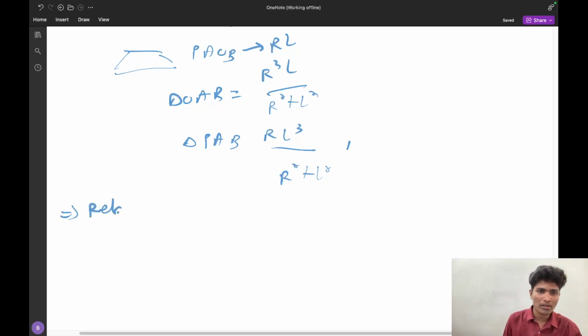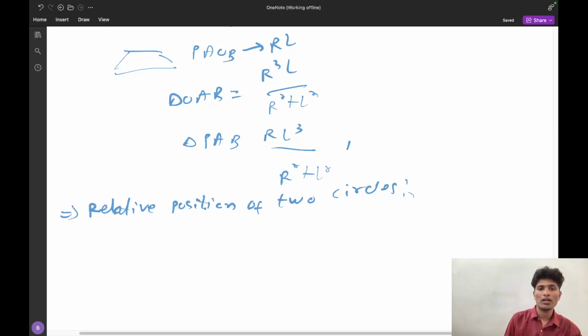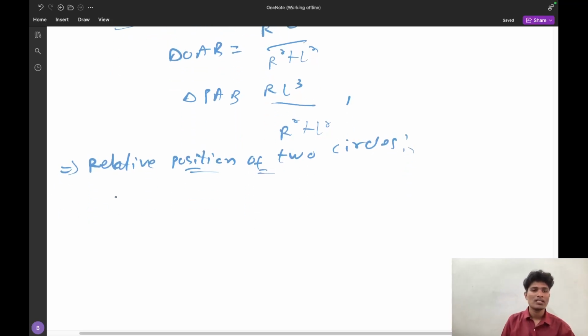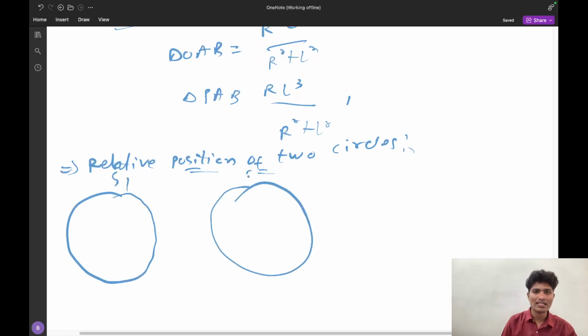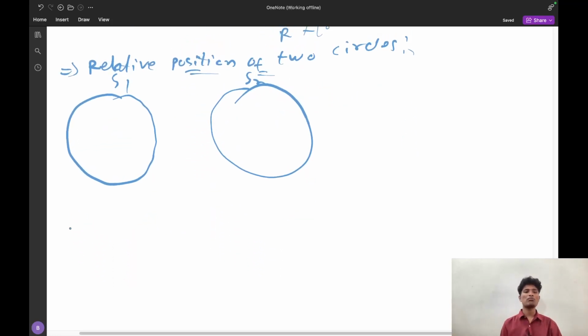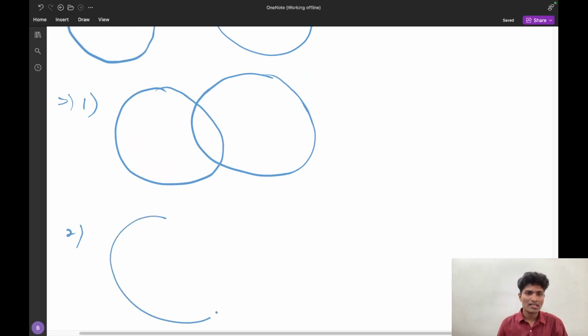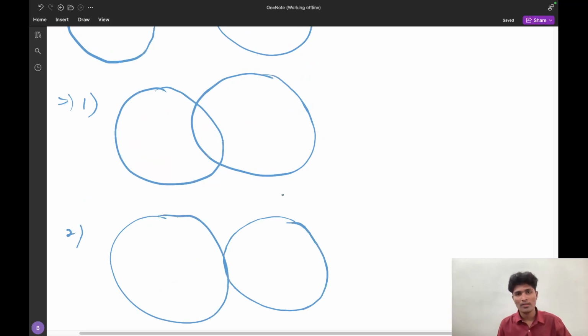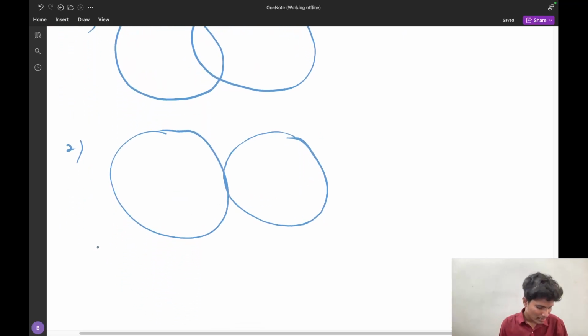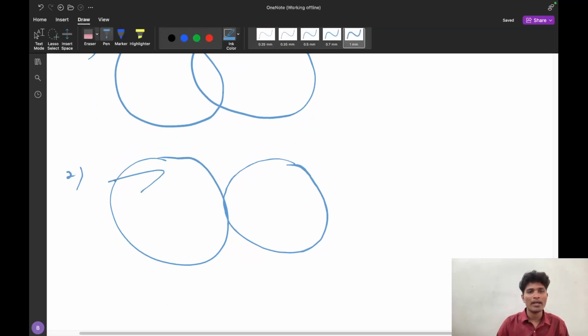Now I will explain the relative position of two circles. Very important concept. In this concept, there are so many PYQ questions. Suppose this is a circle S1 and this is a circle S2. Let's assume these are two circles. How many possibilities are there? One possibility can be that these two circles intersect, and another is that the circles just touch.